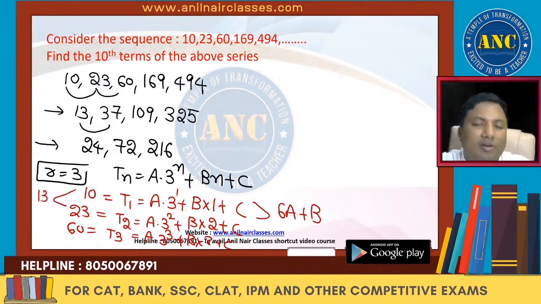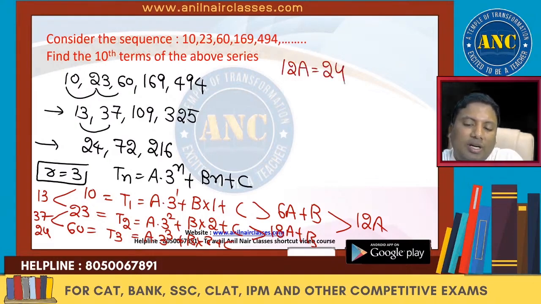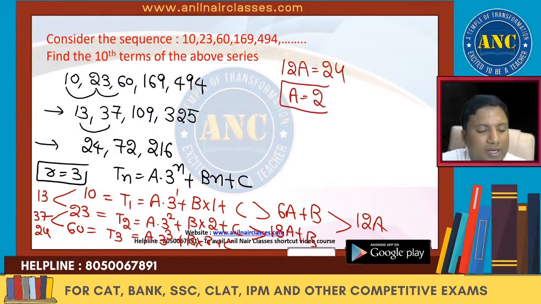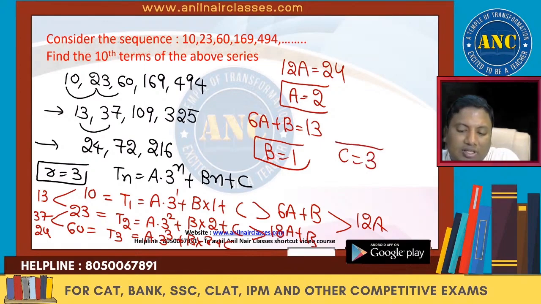23 minus 10, 13. 27A minus 9A, 18A plus B. 60 minus 23, 37. The difference is nothing but 12A. The difference is nothing but 24. So 12A is nothing but 24. A is nothing but 2. If A is 2, 6A plus B is nothing but 13. If 6A plus B is 13, B is nothing but 1. A is 2, B is 1. 6A plus 1, 7. C is nothing but 3.